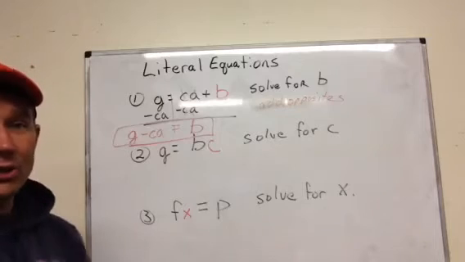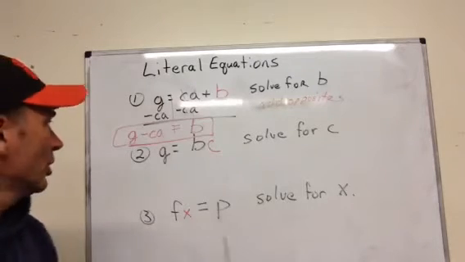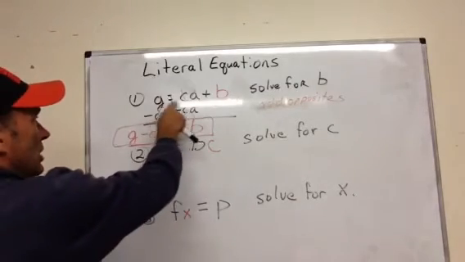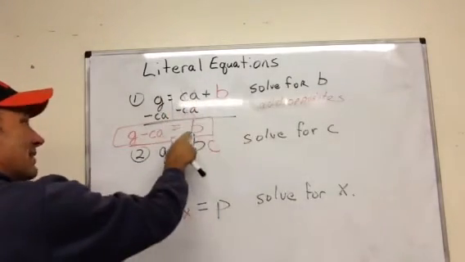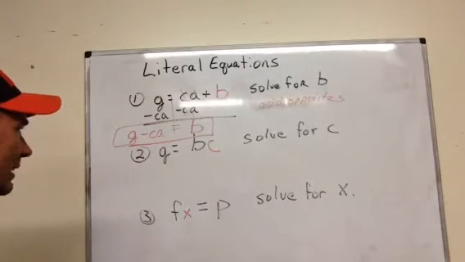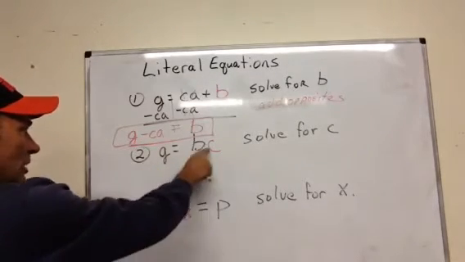No solving, no numerical answer. We're just moving around where these variables are. G equals CA plus B is the same thing as B equals G minus CA. Same exact thing. Let's look at number 2.